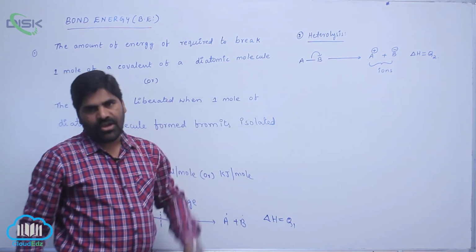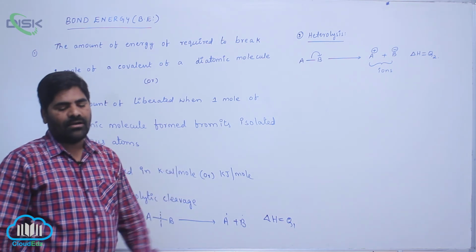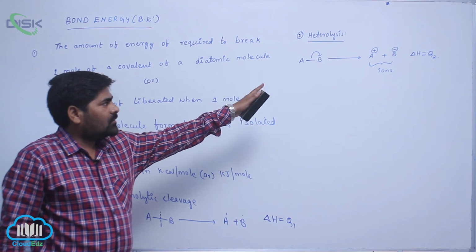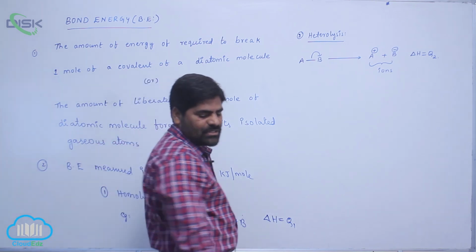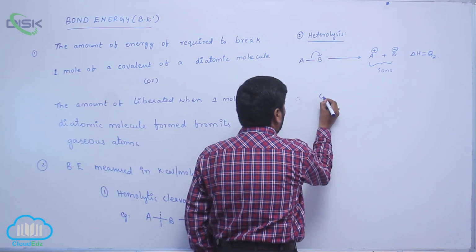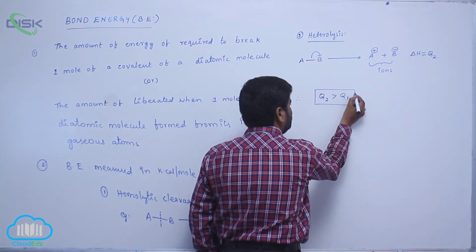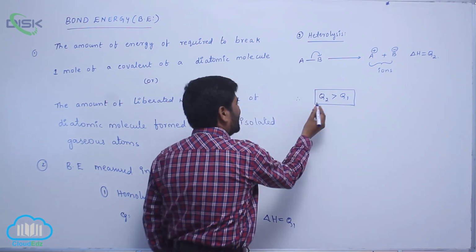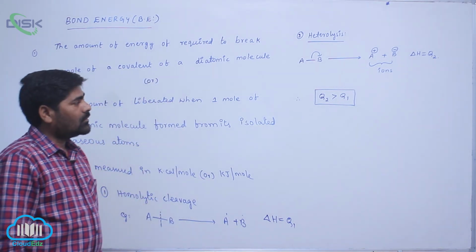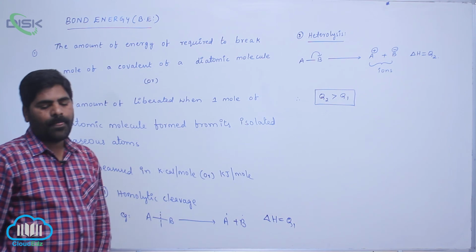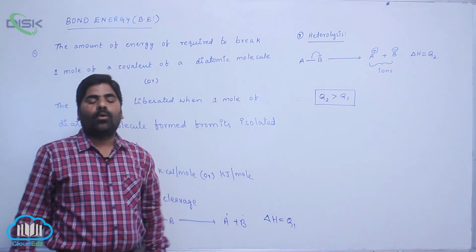for heterolytic cleavage, more energy is required compared to this particular process. So Q2 is always greater than which one? Q1. Q2 is always greater than Q1. Okay, so one is the homolytic process, another one is the heterolytic process.